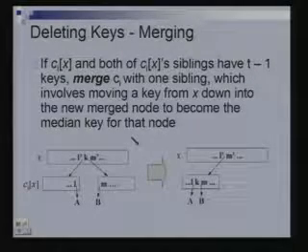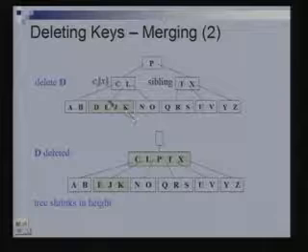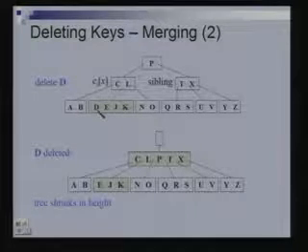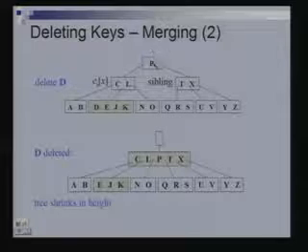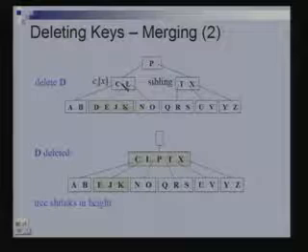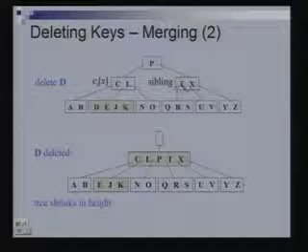And if you cannot borrow, then you merge, same as before. You are deleting D, you come here. Actually, sorry, when you are deleting D, this already has a problem, because it has the minimum number of keys. So, you are going to try and borrow one from the sibling, but you are not going to be successful in borrowing one because that also has the minimum.